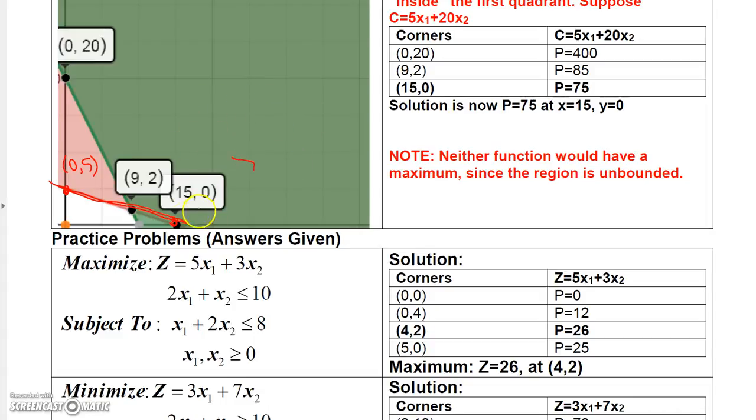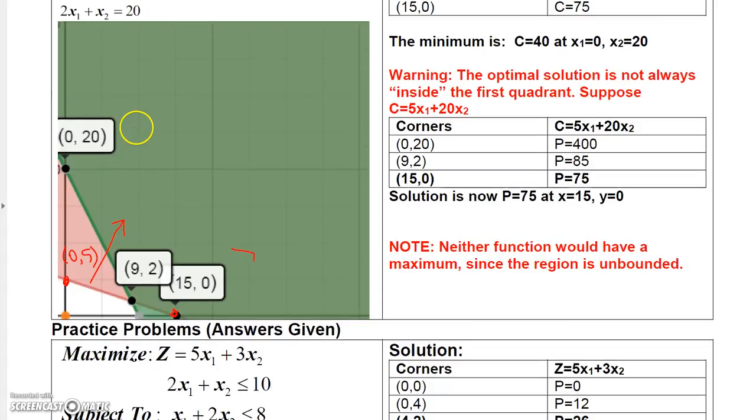I'm having trouble finding my mouse here. Okay, so shade everything above that line. And remember, we have to stay in the first quadrant, so we know we're not going to go left of the y-axis or below the x-axis.